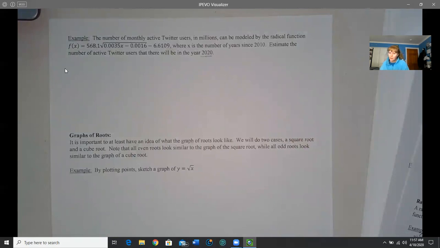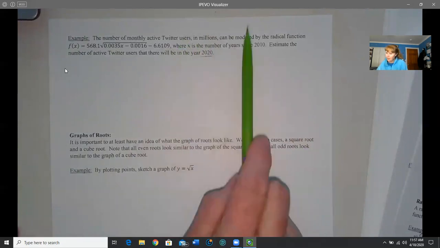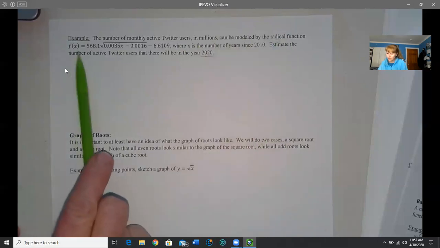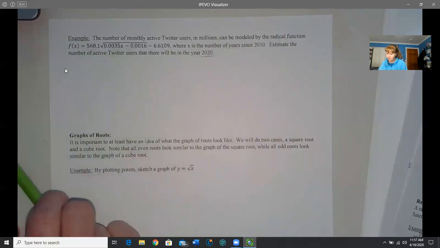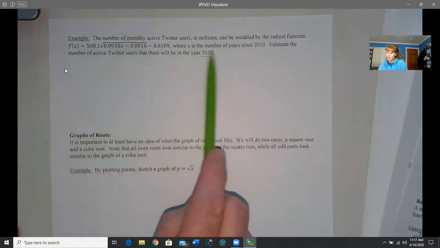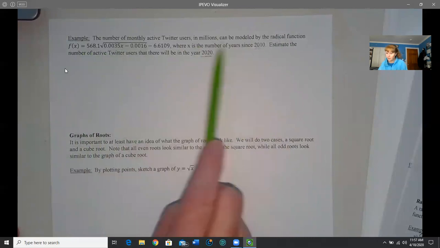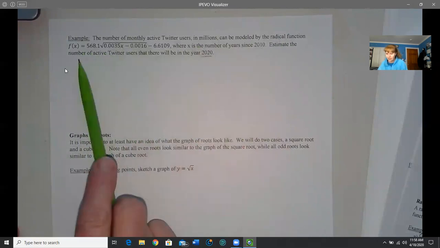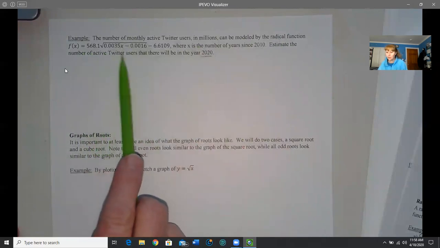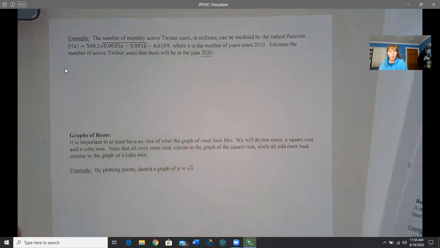The number of monthly active Twitter users in millions, you have to remember this is in millions, can be modeled by the radical function f of x equals this. We've got a radical in there, where x is the number of years since 2010. So x represents how long it's been since 2010. Estimate the number of active Twitter users that there will be in the year 2020.